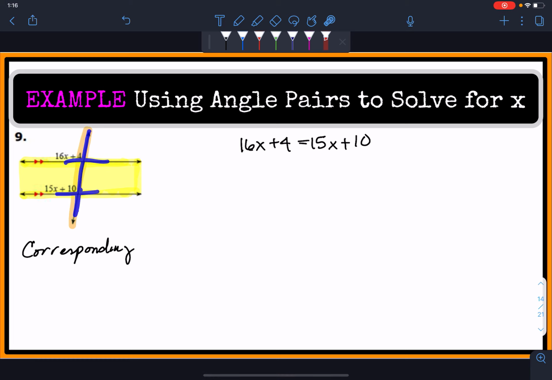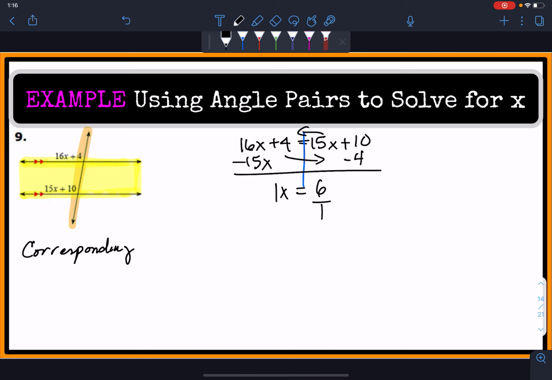Well, let's go back into solving the equation, since this is what we want. So we would move the letters to the left, the numbers to the right. Negative 15, negative 4. 1x is equal to 6. And dividing by 1, x is equal to 6.